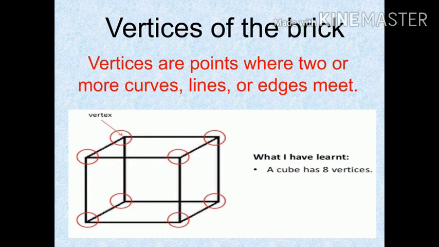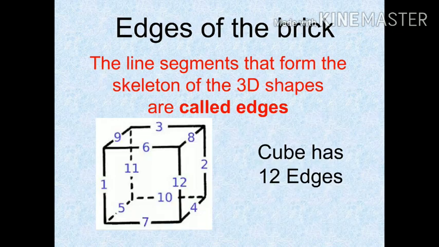Here in this picture you can see the point which is rounded with red color. That is called a vertex. So corners are called vertices. Here I took an example, a cube. For a cube there are 8 vertices. For a cube there are 8 corners.